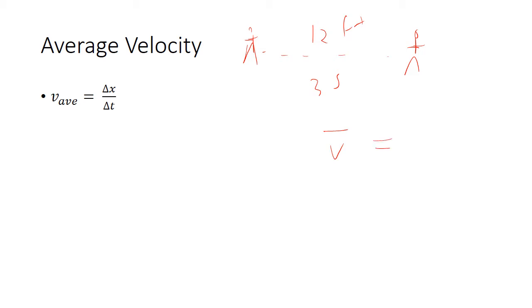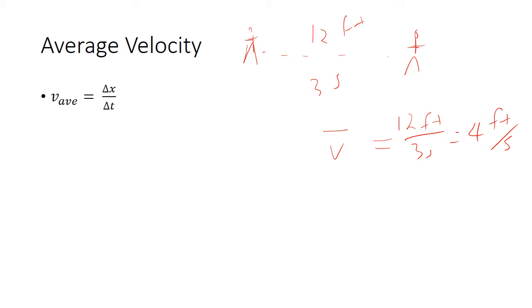That's going to be, in this case, 12 feet over 3 seconds. So that would be 4 feet per second. Remember from our discussion in chapter 1, distance per time is a unit of velocity. So this is our average velocity.